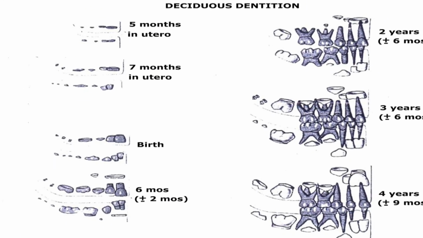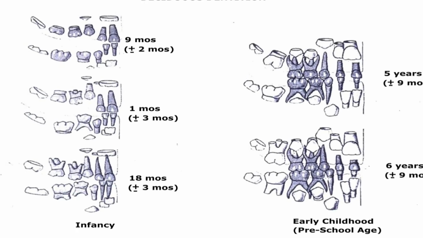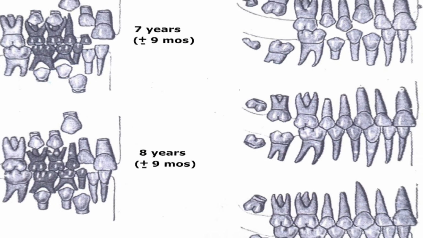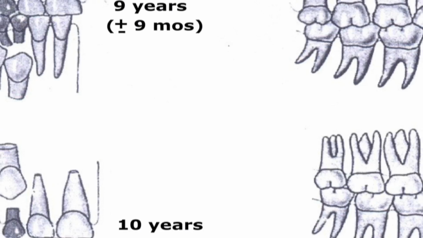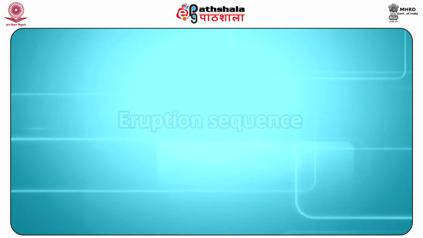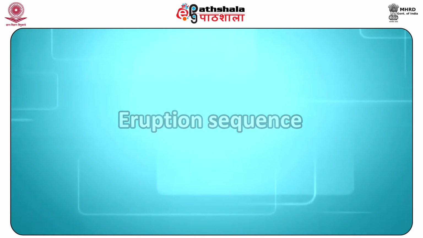Then coming on to the development of the human dentition from birth to the 6th year. This chart depicts the various stages of development of the tooth in utero and afterwards. Then the development of the human dentition from the 7th year to maturity, the other chart depicts that. Coming on to the eruption sequence.